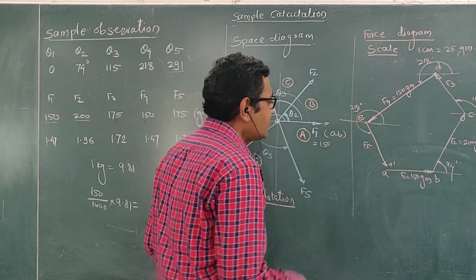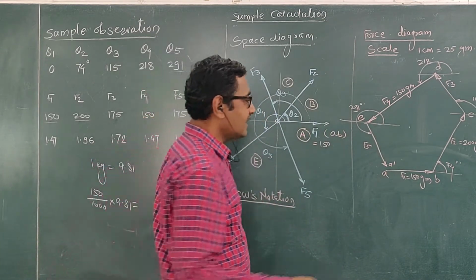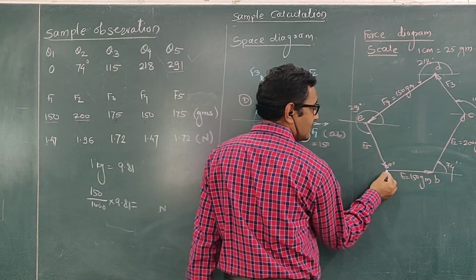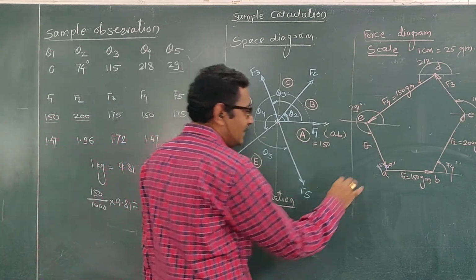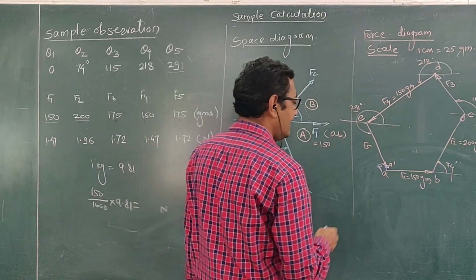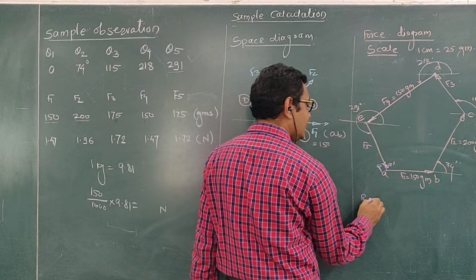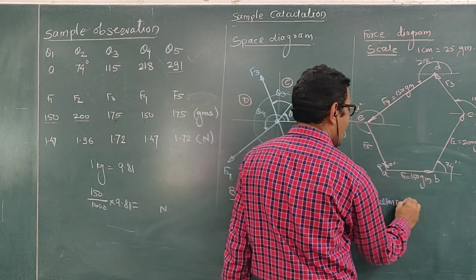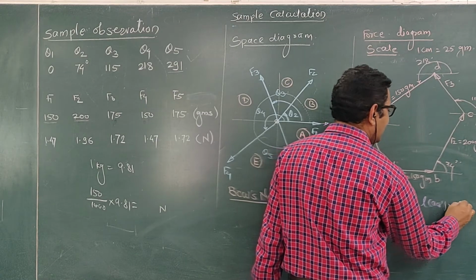But if it does not coincide with this point, then this closing line represents their resultant taken in opposite order. So this A dash represents the resultant of this force system. Here it is very small. Even if you get this, it will be very small. Then this A dash line represents the resultant. So measure this line, and the resultant R is equal to the measured length A dash multiplied by the scale.